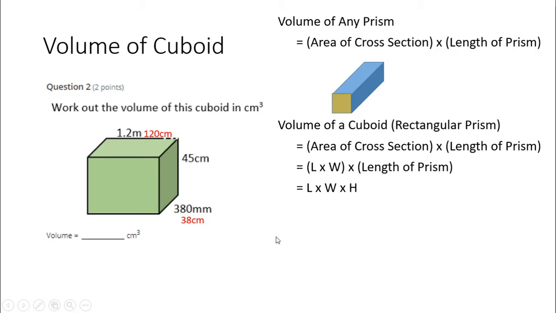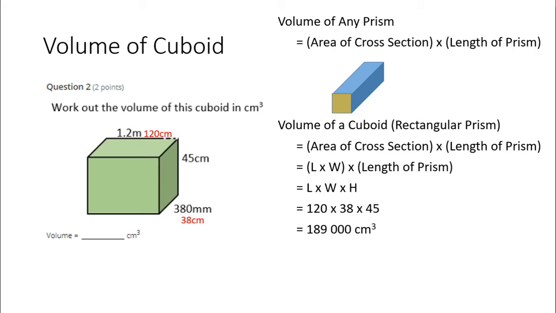Now we're ready to use the formula, length times width times height, or this would be the area of the cross section. That would be the 120 times the 38, which is the area of the top rectangular face, multiplied by the length of the prism, in this case the height, the distance from that top rectangular face to the identical rectangular face at the bottom. So that's going to work out to be 189,000 centimeters cubed.